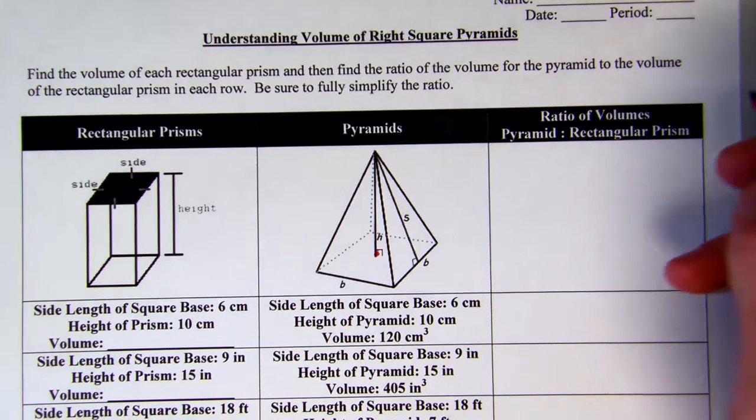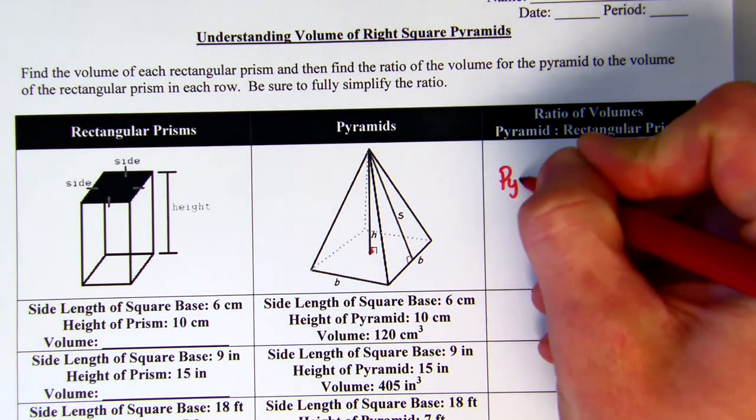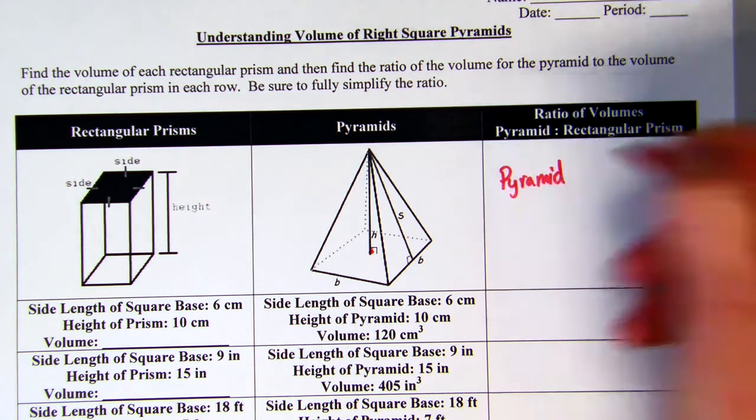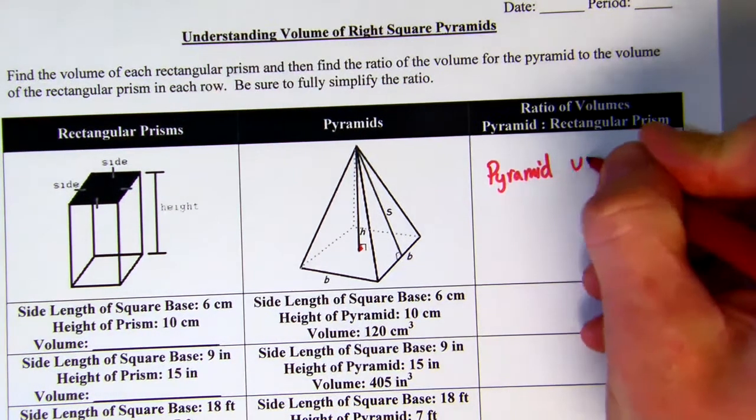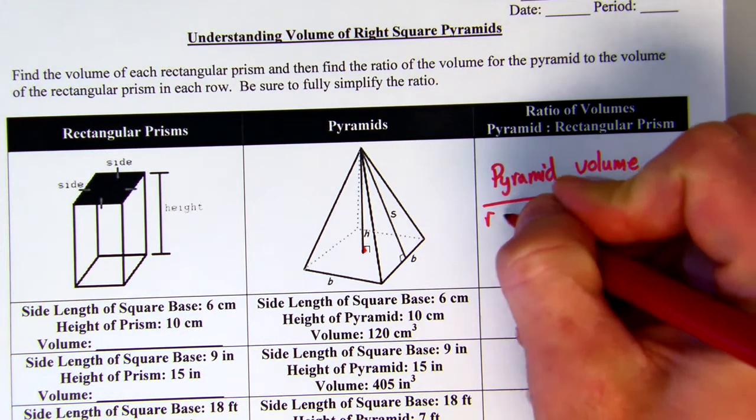Okay? And then the ratio that we're going to create is going to be my pyramid volume over the rectangular prism volume.